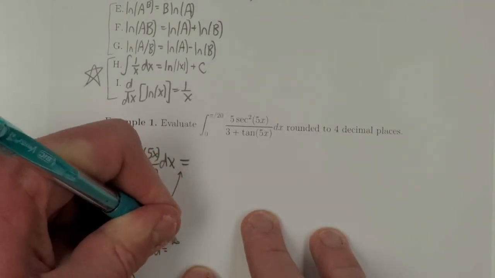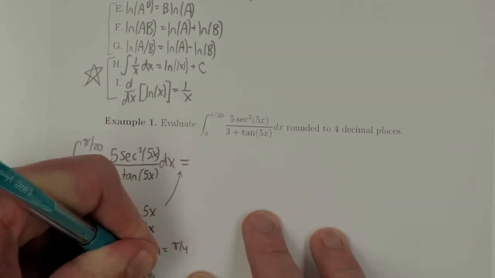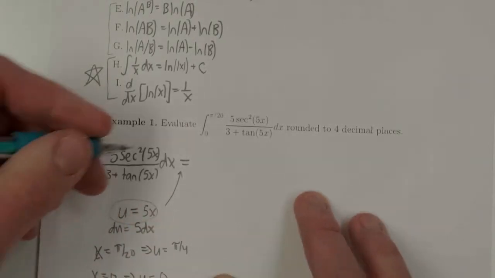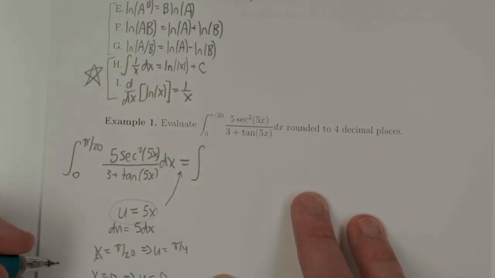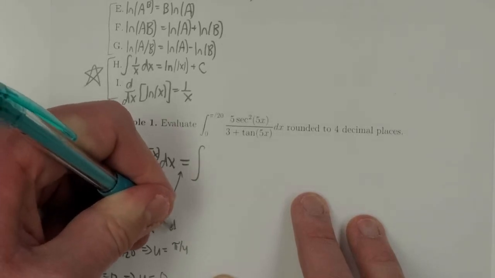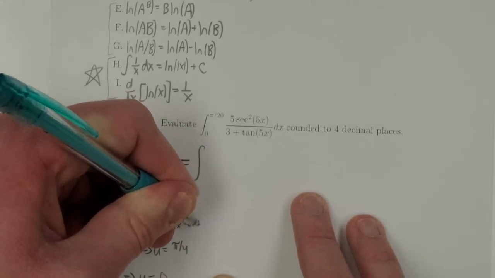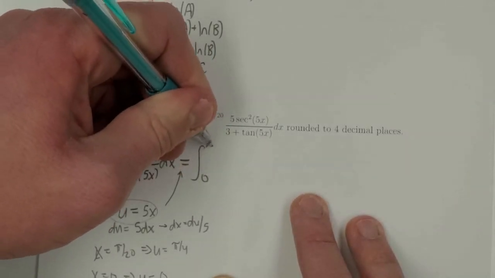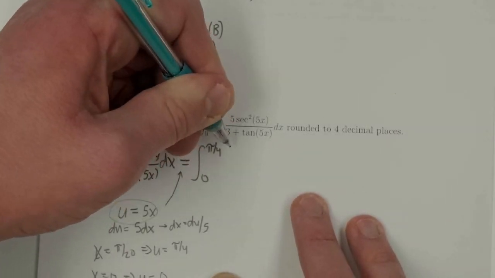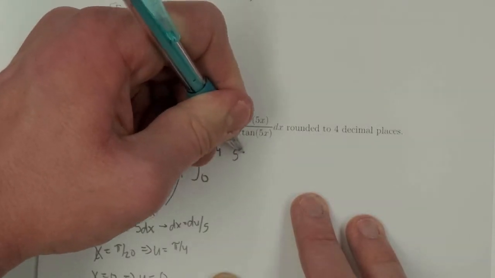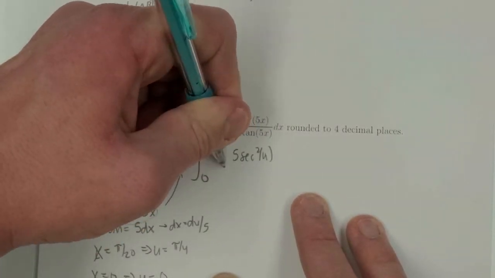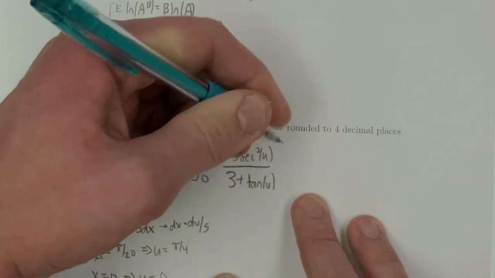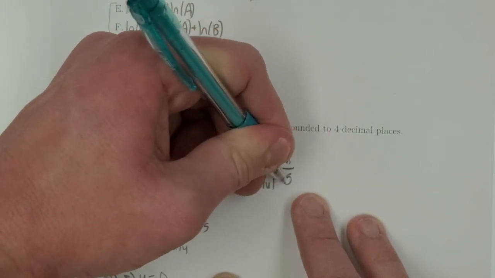Just pi over 4, right? And then similarly, if x equals 0, well, this will give you that u should equal 0 as well. Okay? And then since, if we solve for dx here, we get du over 5. We can then get the integral from 0 to pi over 4 of essentially 5 times secant squared of u over 3 plus tangent of u, and then du over 5.